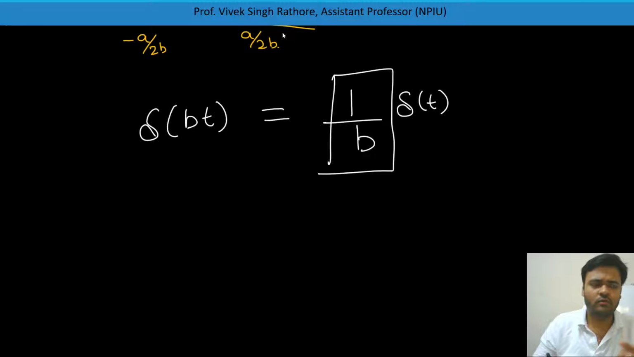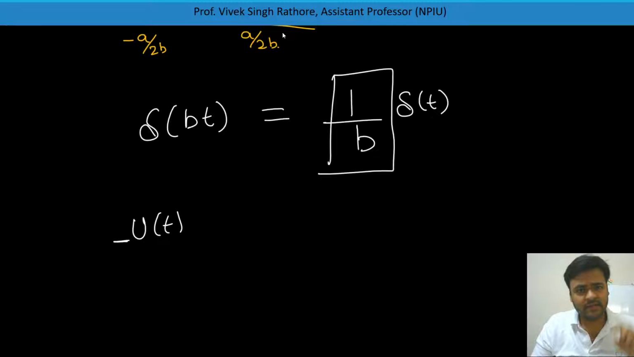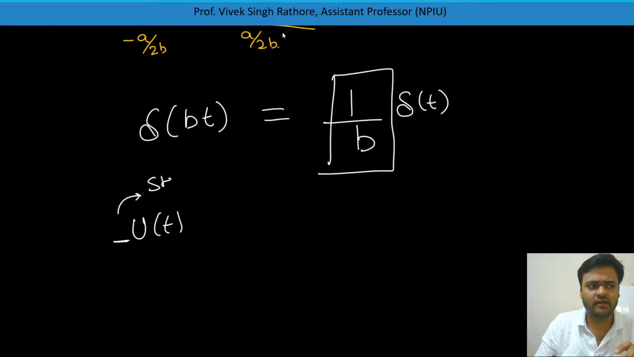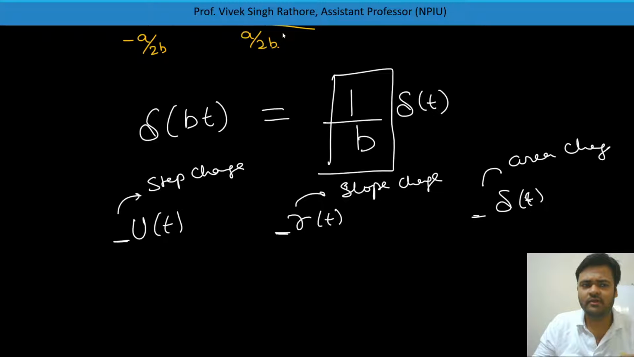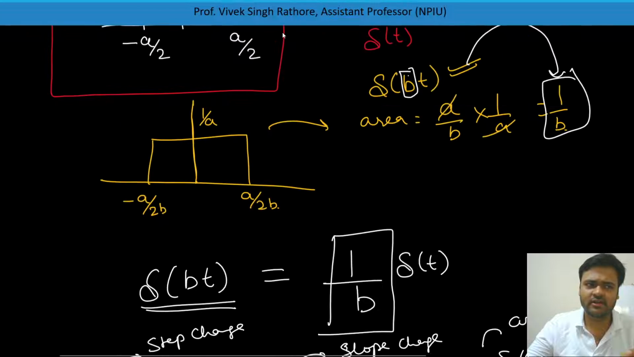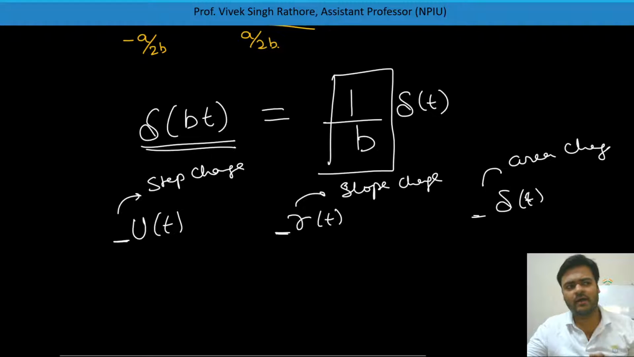I told you earlier also, just be clear. In front of a unit step, whatever magnitude is there represents the step change. Whenever a magnitude is written in front of r of t, it represents the slope change. And whatever magnitude is in front of delta t represents the area change. So delta bt represents the delta t signal only, just with the area changed to 1 by b. So you can conclude what happens by time scaling.